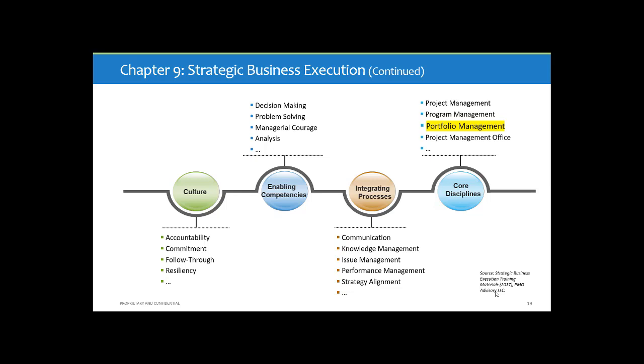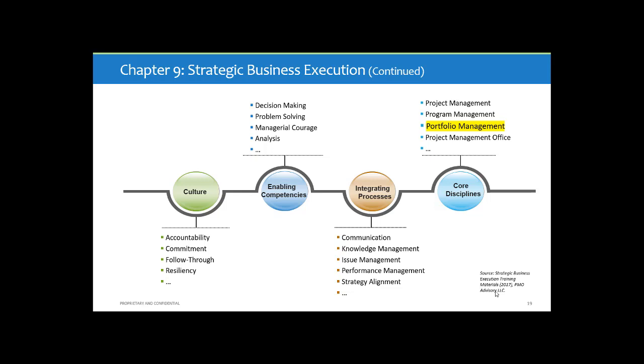The integrating process. This is what I often call the glue that ties the organization together. Without that glue, organizations are just different sort of stovepipes, as you could see in the factory. What connects one part of the factory or operation or business unit to another? These are the integrating processes such as communication, knowledge management, issue management, performance management, strategic alignment.